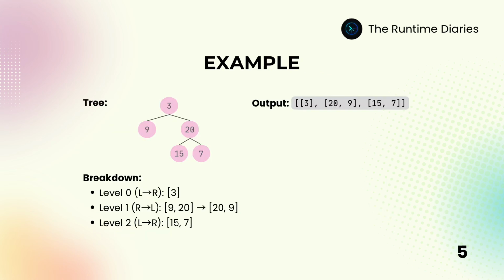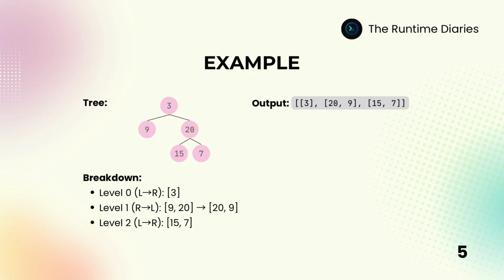Let's look at the classic example to make this concrete. We have a tree that looks like this. Your zigzag output should be, from left to right, the first group is 3, the second group is 20, 9, and the third group is 15, 7. Let me break down why.